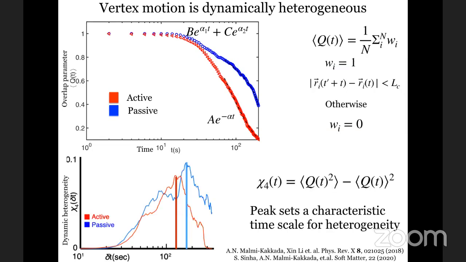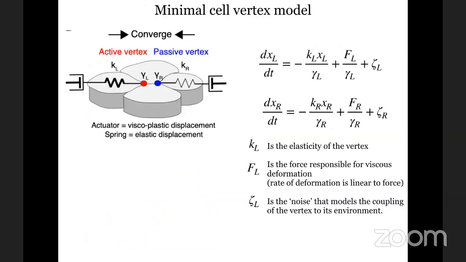We also quantified the dynamic heterogeneity. It tells you the variation in the relaxation of the overlap parameter, and we see a distinct difference in both the peak time as well as the peak height between the active and passive vertices. So we conclude from this that these active and passive vertices show distinct dynamics, and this is an important feature of this collective cell migration called convergent extension.